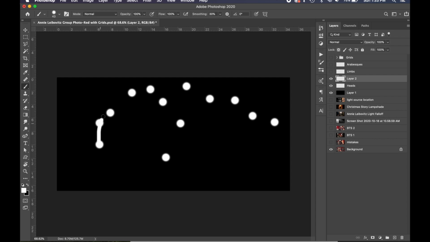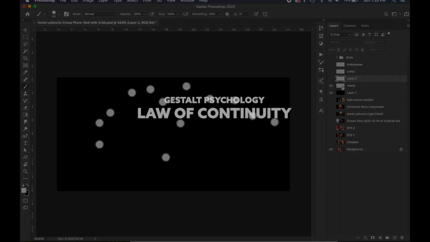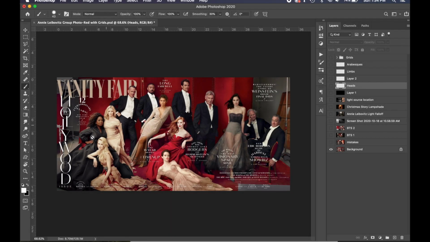This is kind of circling around to this one, and we've got a line kind of going this way, right? So that's the heads. That's unity created just from the heads. This is a gestalt psychology technique called the law of continuity, and it works just like a dot-to-dot image. It creates edge-to-edge relationships, unity, movement, all that stuff. So that was the heads. Now let's do the limbs.